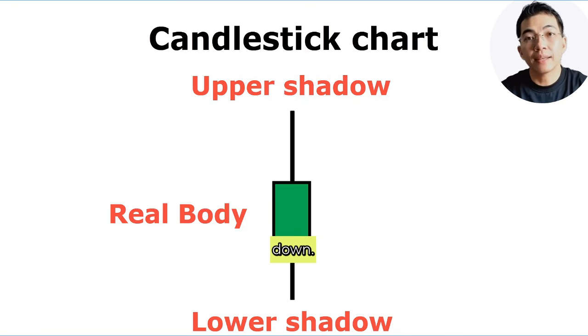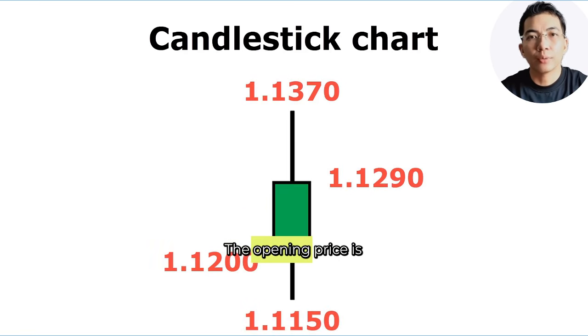I use the price example that I have used for the bar chart, so you can see that the candlestick chart is the same. The opening price is at 1.12, then the lower shadow shows a low at 1.1150, and the upper shadow shows a high at 1.1370. The price then closes at 1.1290.